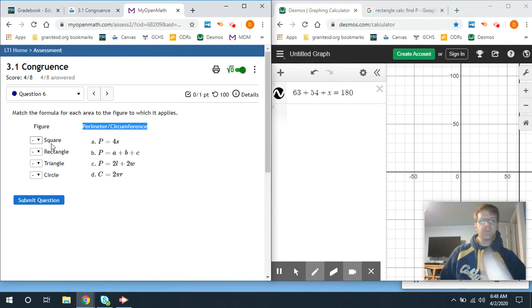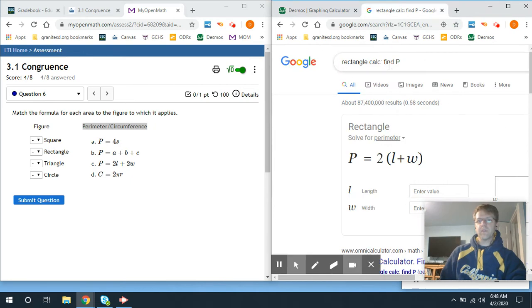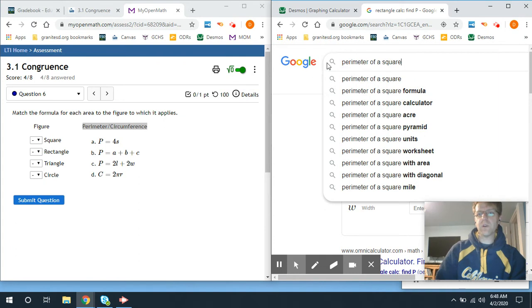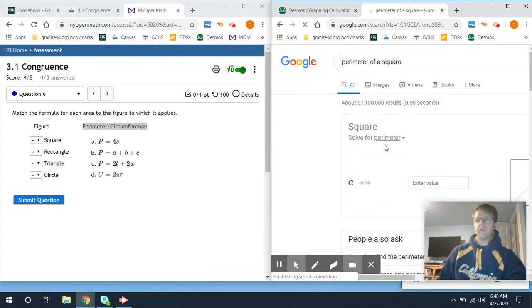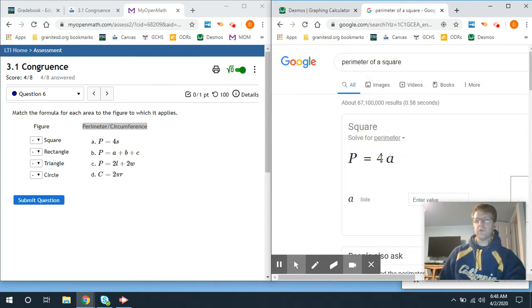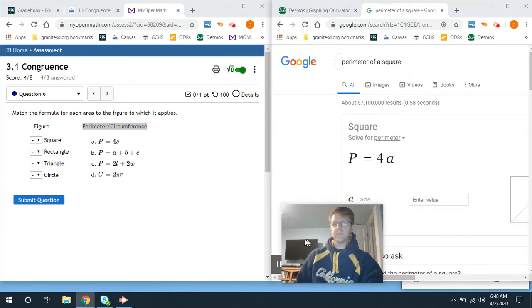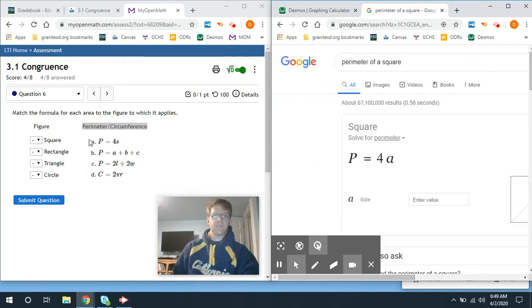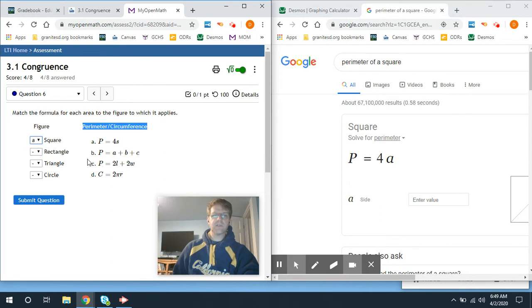So how do you find the perimeter of a square? Well, let's see. I'm just asking Google here. And it says that you take 4 times the side. So that is in fact going to be A, 4 times the side. That gives you the outside edge of a square. How do you find the outside edge of a rectangle? Right? You got 2 long sides and 2 short sides, and you add them up. So that would be this one.